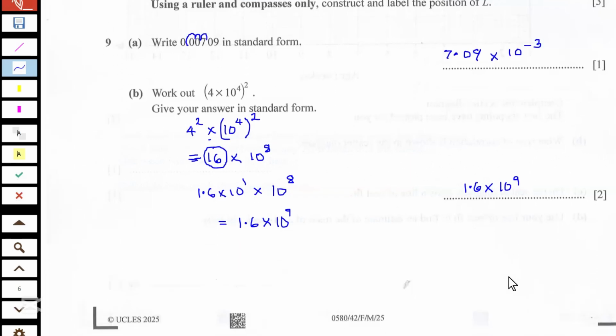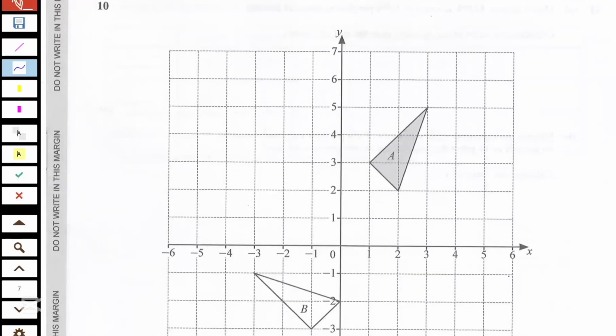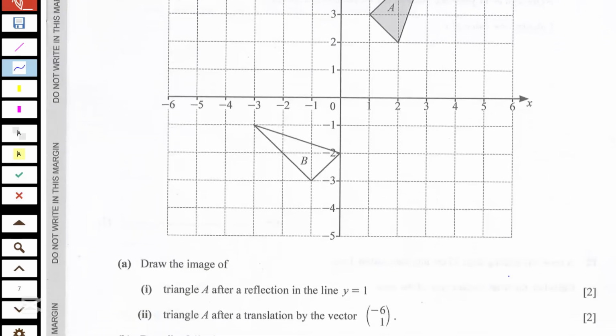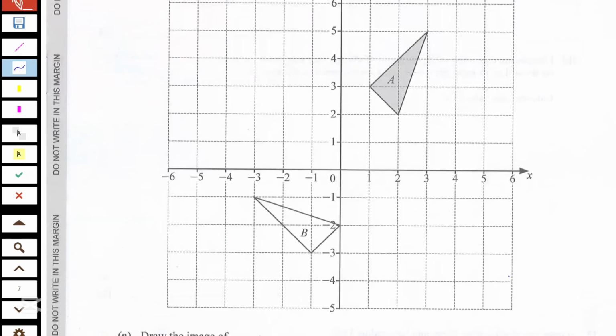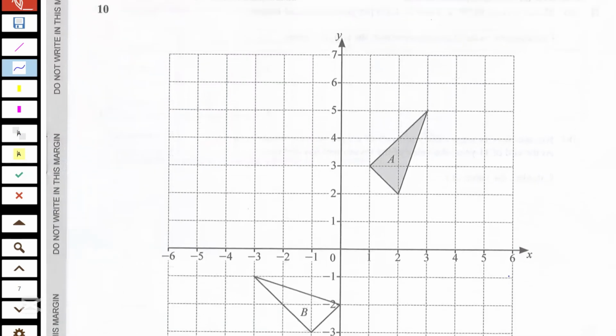So the next question, 10. Draw the image of triangle A after reflection in the line y equal to 1. So we have to draw a mirror line, or line of reflection, when y is equal to 1. So let's draw the mirror line when y equals 1. So this is going to be the mirror line.